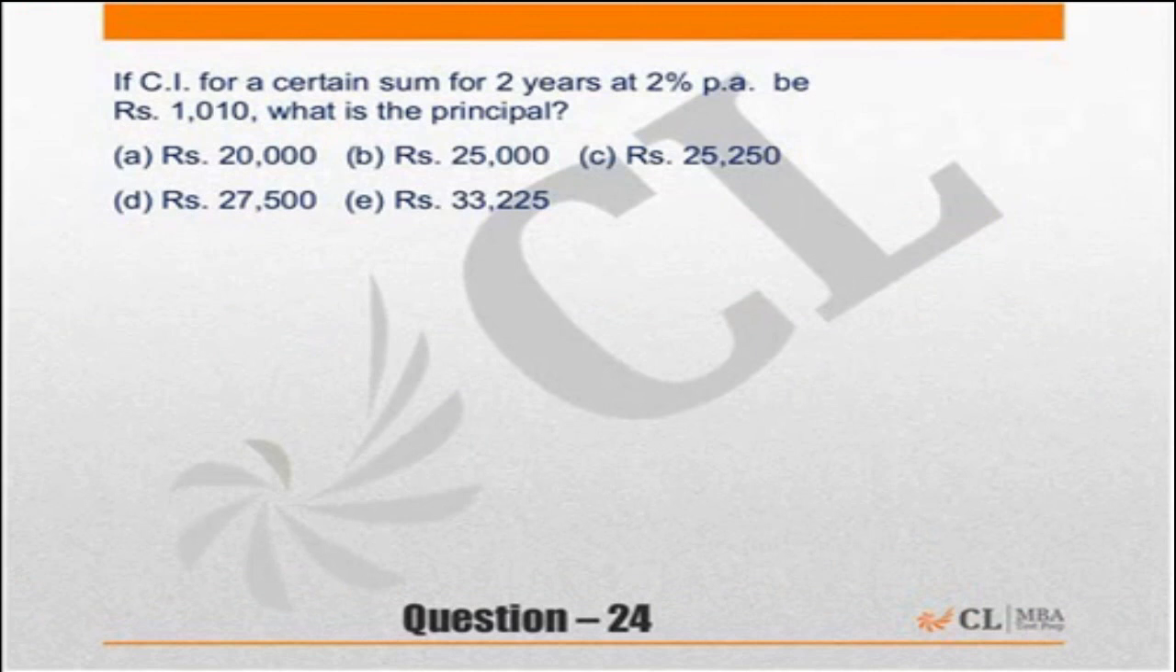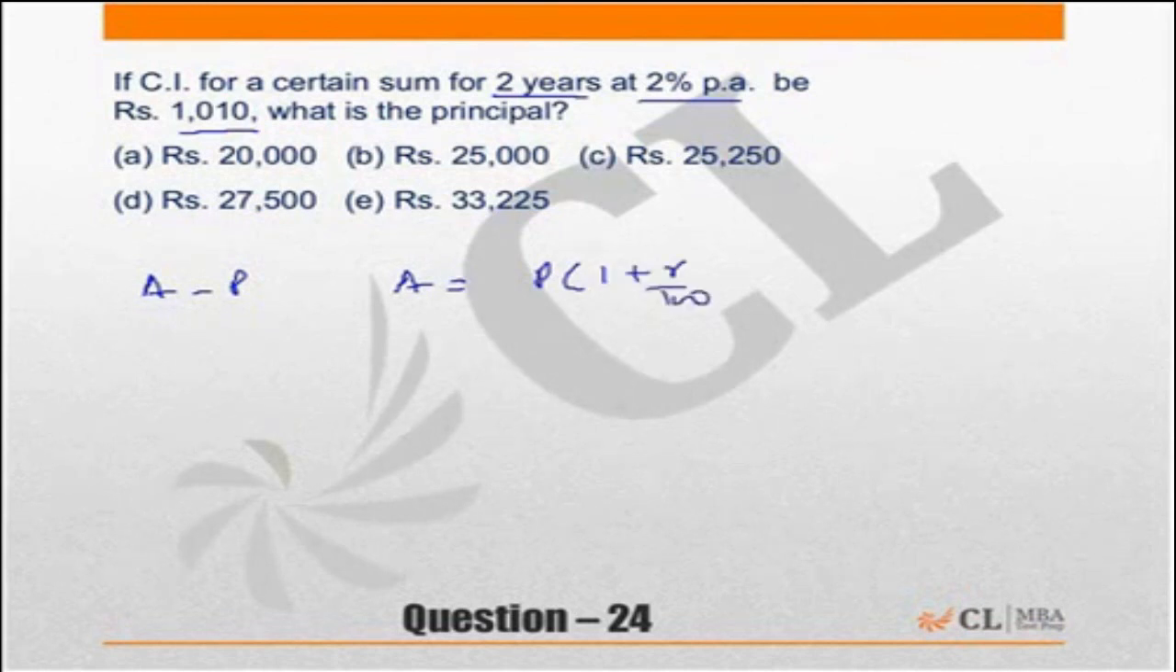The compound interest for a certain sum for 2 years at 2% per annum is 1010. What is the principal? Okay. So typically the mathematical way of solving this question is: compound interest is amount minus principal, and in compounding, amount is equal to P into (1 + R/100) to the power N. In this case, N is equal to 2.